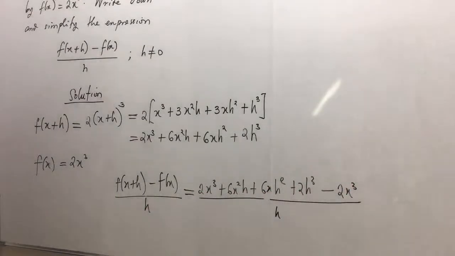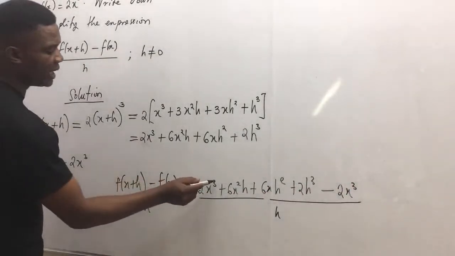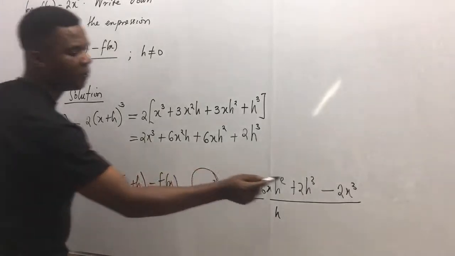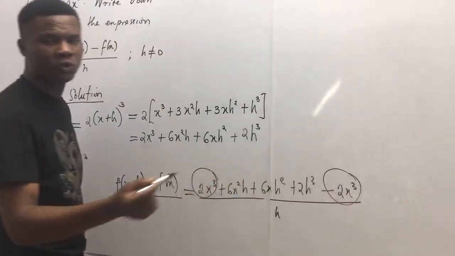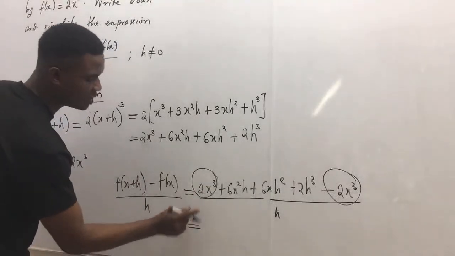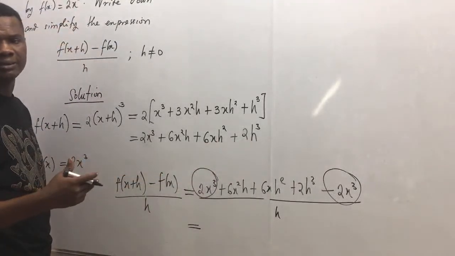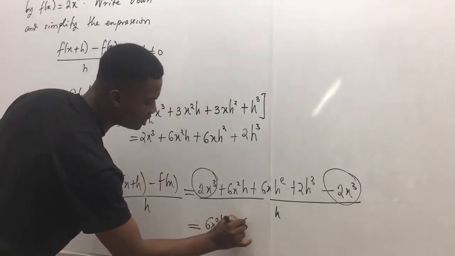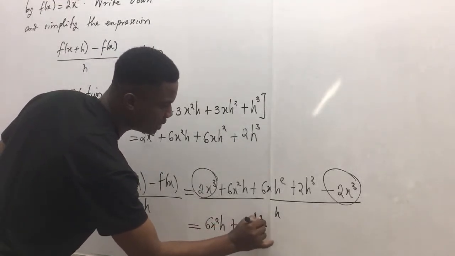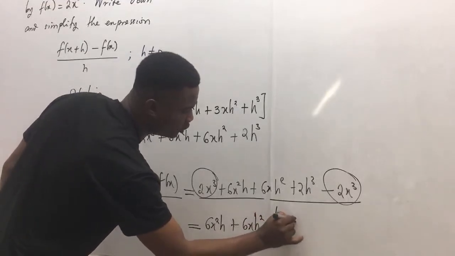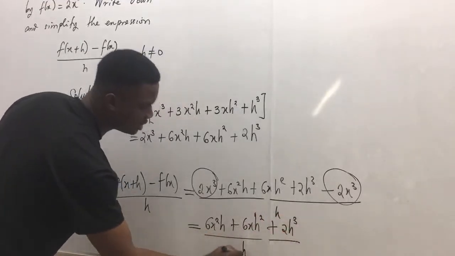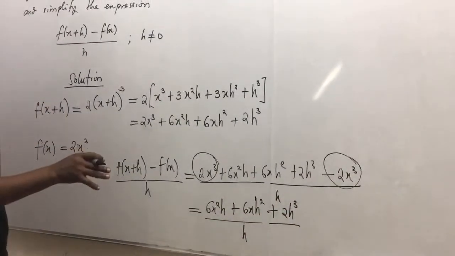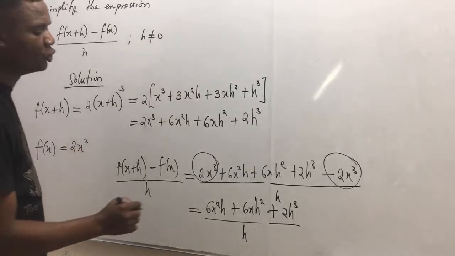Now, obviously, a cancellation will take place here because 2x cubed minus 2x cubed would go off. That is because both of them are like terms, they cancel themselves. And you end up having 6x squared h plus 6xh squared plus 2h cubed all over h left. Now, once you get to this point, what would you do?